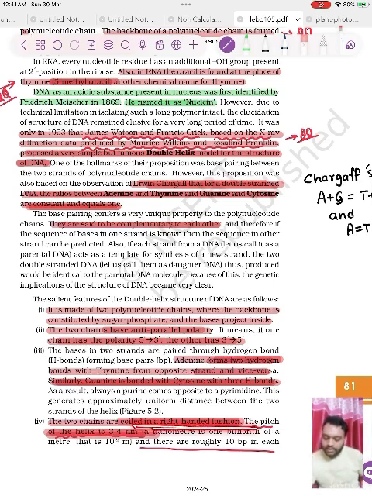This is called the B-DNA. It is right-handed. The pitch of the helix is 3.4 nanometers. This has been asked many times: the pitch of the helix is 3.4 nanometers.